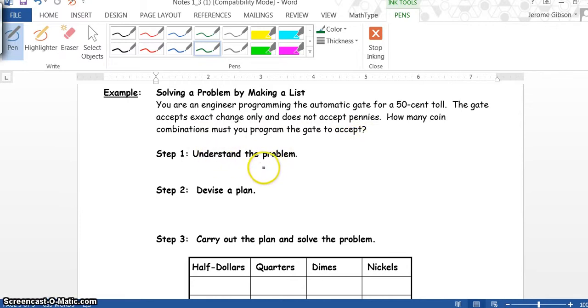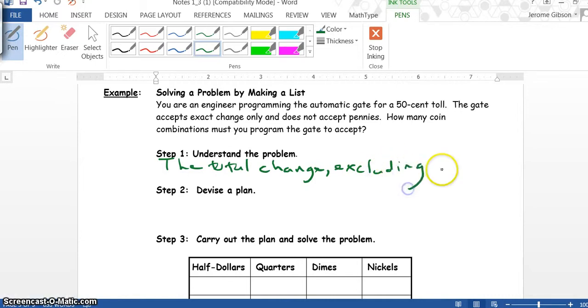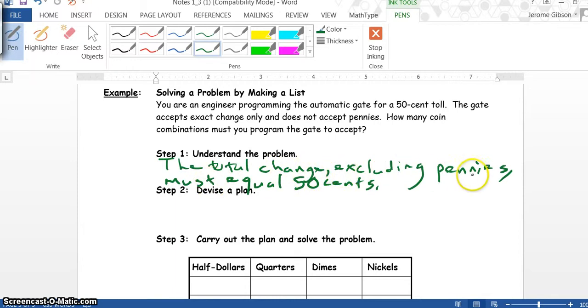First of all, we know that the total change, excluding pennies, must equal 50 cents. Now that's the first thing we know. The total change, excluding pennies, must equal 50 cents.